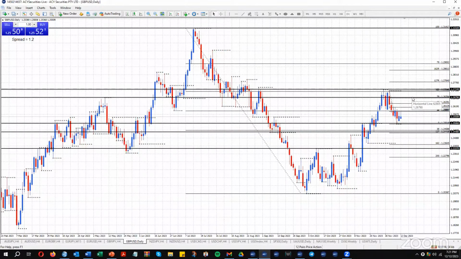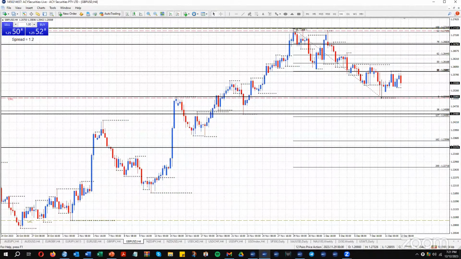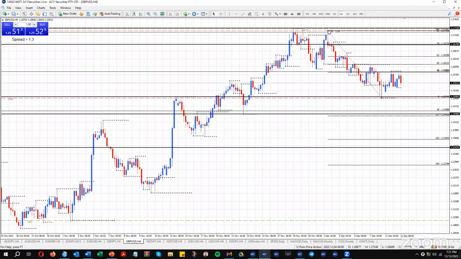So that's a great level to watch for a retest this week, and possibly to hold for then a move down. Now you could draw your fib up to the high up here. It's not going to change the 79% level too much. It adds about 6 pips to it. So I'll just keep it from last week's high.